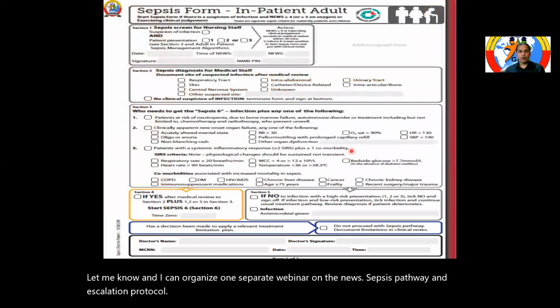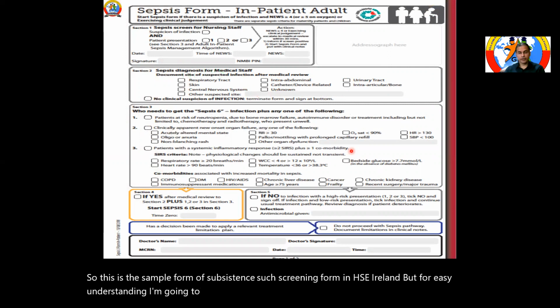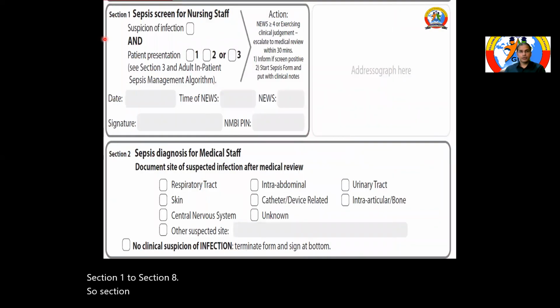So this is the sample form of the sepsis screening form in HSE Ireland. But for easy understanding, I'm going to break down each section. It includes section 1 to section 8. So section 1: as a nurse, you can suspect the infection in a patient. One second, let me use the pen here.